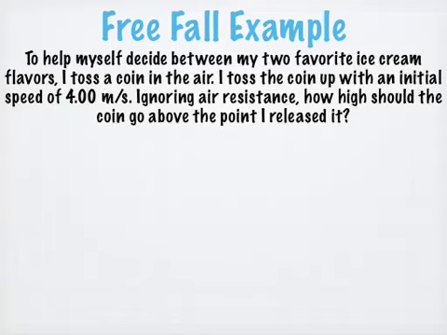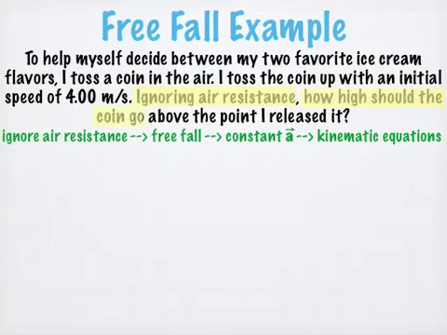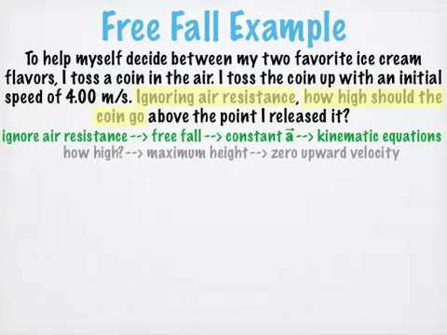Before we draw our picture, let's look for some key phrases in the problem. First, ignoring air resistance. If we ignore air resistance, we can treat the coin as a freely falling body, which means constant acceleration, which means we can use the kinematic equations. The second phrase that gives us a clue is how high should the coin go. This means that we're looking for the maximum height of the coin, and at the maximum height, the coin should have a zero upward velocity.